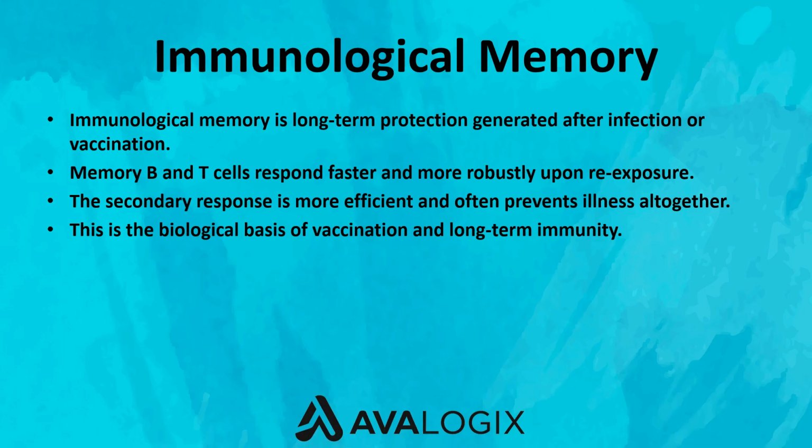And in some cases, like influenza, the virus changes its antigens frequently, so previous memory isn't fully protective. That's why the flu vaccine changes each year. Here's a quick summary. Immunological memory is long-term protection generated after infection or vaccination. Memory B and T cells respond faster and more robustly upon re-exposure. The secondary response is more efficient and often prevents illness altogether. This is the biological basis of vaccination and long-term immunity. In short, memory is what turns your adaptive immune system into a personalized, lifelong defense system.